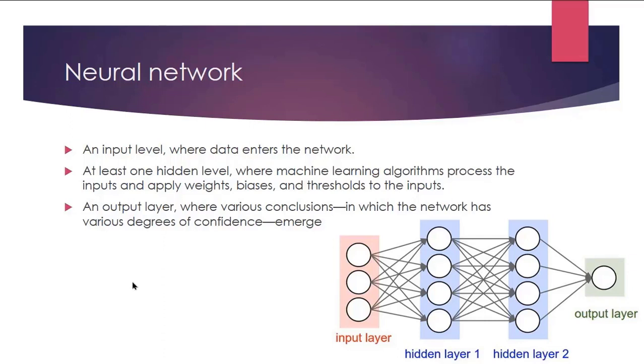In an artificial neural network, there is an input layer, one or more hidden layers, and an output layer. Each layer is connected to its before and after layer.